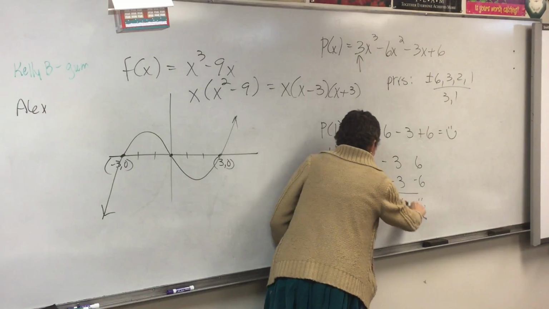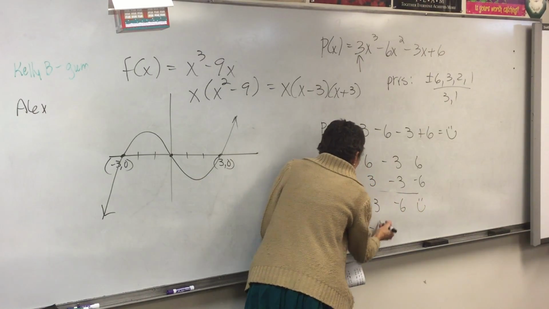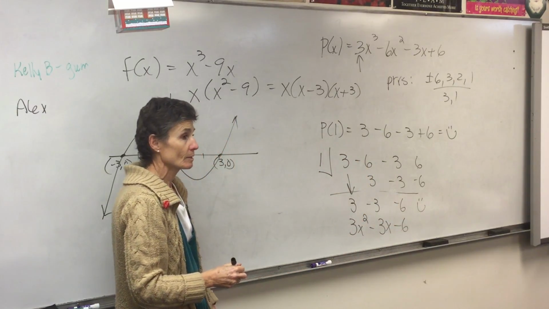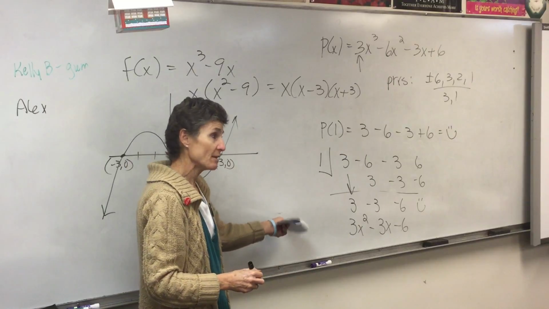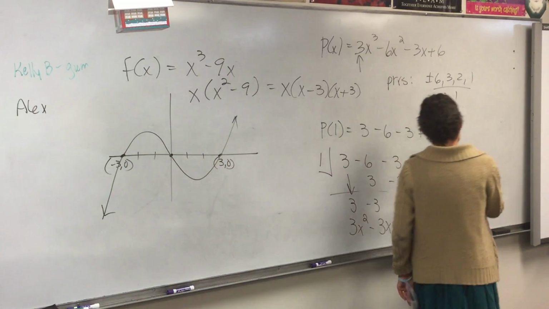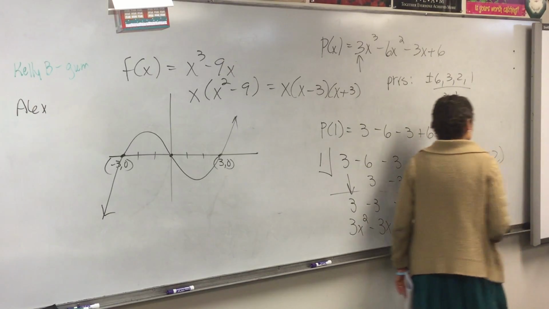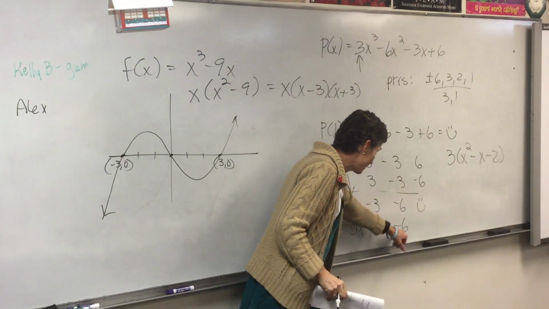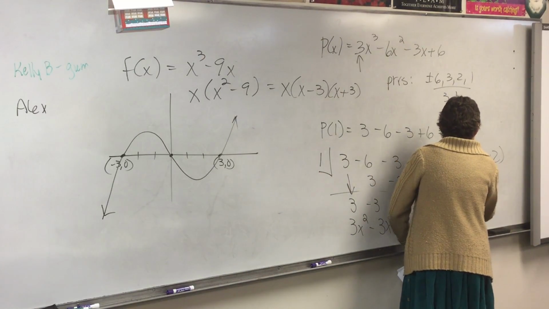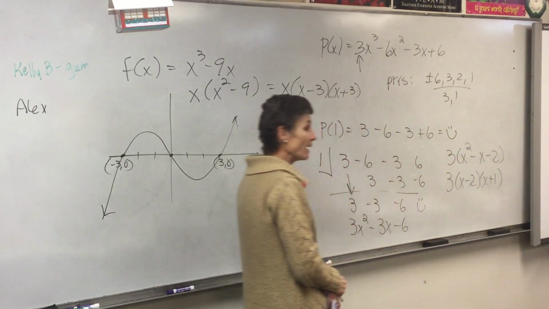What's this? 3x squared minus 3x minus 6. Now what do I do with that? I don't stop here. I need to solve that. So that hopefully factors. I know I can take out a 3. If I take out a 3 from it, it does factor into that.